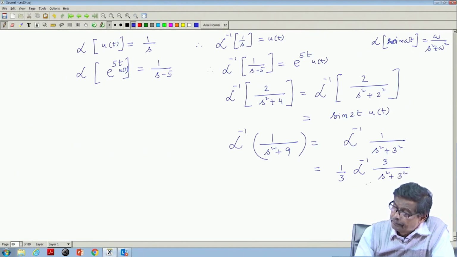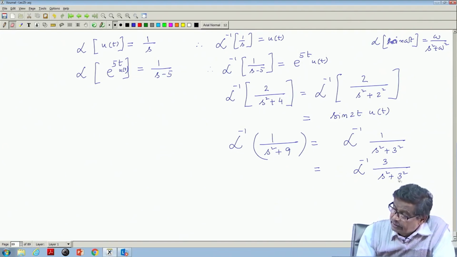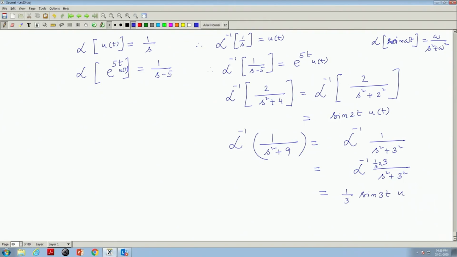3 square. That is what you do. I must bring this 3 here on the top, and so I will say okay, multiply with 3 and divide with 3 in the numerator. Then I will say this is the Laplace transform of 1/3 sin 3t into u(t).